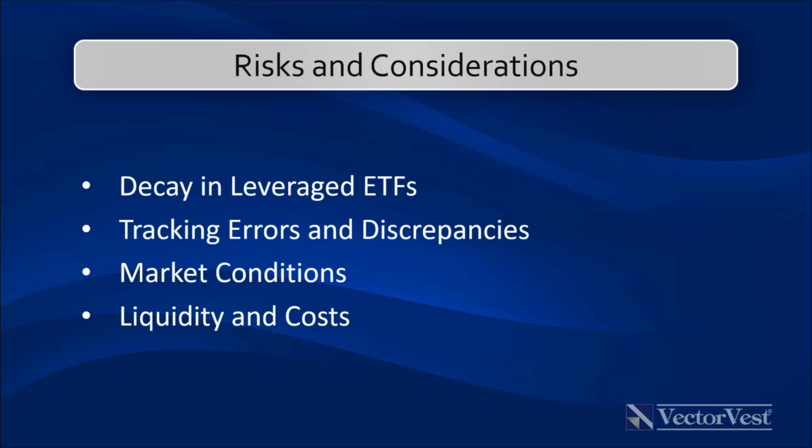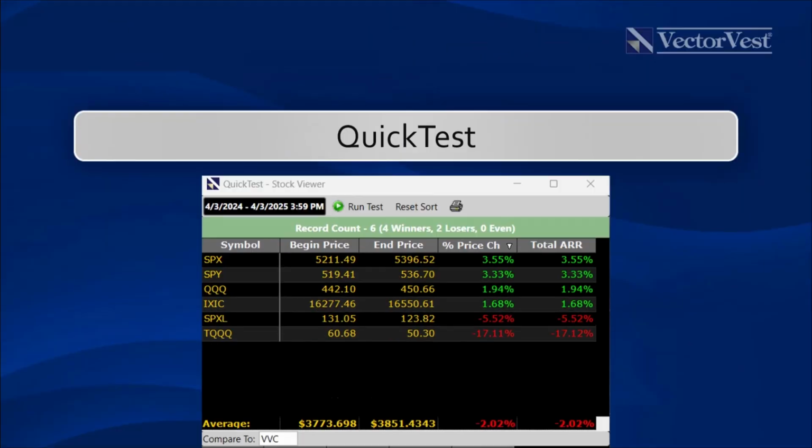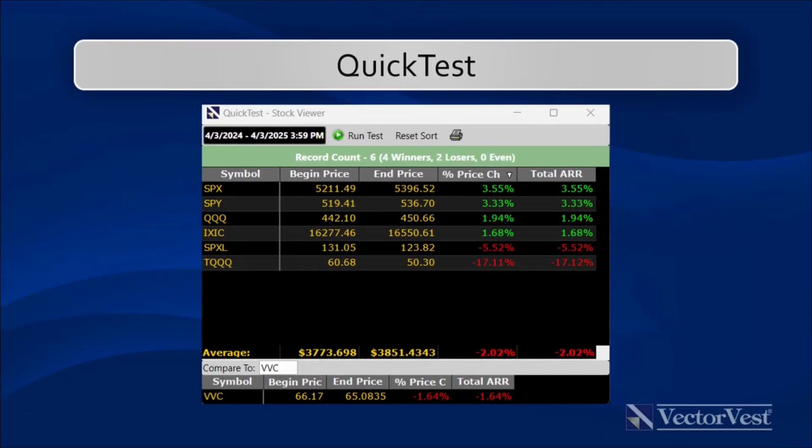Before jumping into these ETFs, let's discuss the risks. Number 1, decay in leveraged ETFs. Leveraged ETFs reset daily, meaning their long-term returns may not perfectly match their expected performance or the performance of their benchmark index. This makes them less ideal for long-term holdings and more suited for short-term trades. For example, here's a quick test over the last 1 year, year over year.